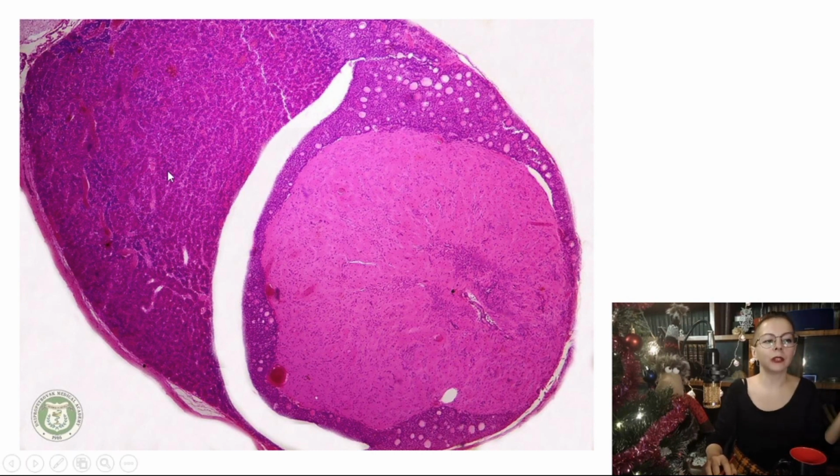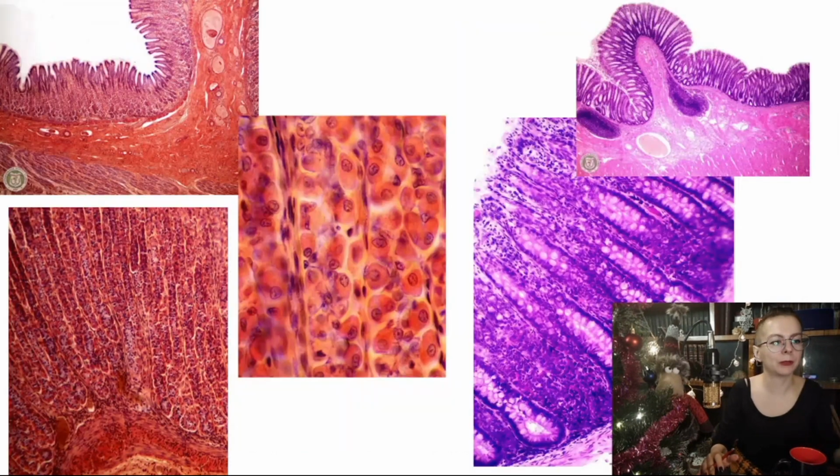Then I think it is difficult to confuse. You can see the adenohypophysis, neurohypophysis, and the Rathke's pouch in between them. So you just have to know the specimen. And now many confusing specimens, and let's pay attention.